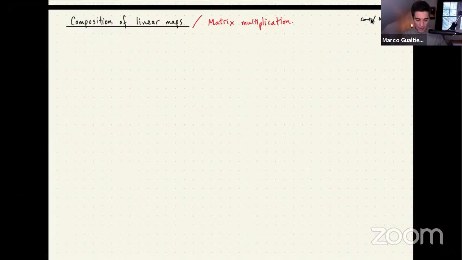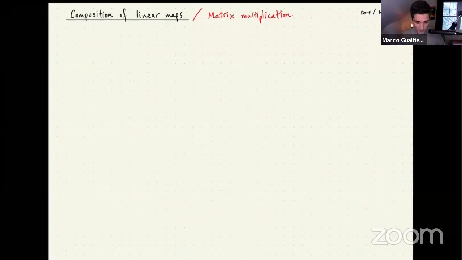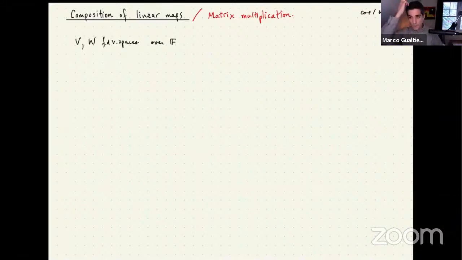we've been studying linear maps, which are the morphisms for vector spaces. So if you have two vector spaces over the same field, then you can have a linear map between them. So let's say that V and W are finite dimensional vector spaces over the field F, and suppose that we have a linear map T from V to W.